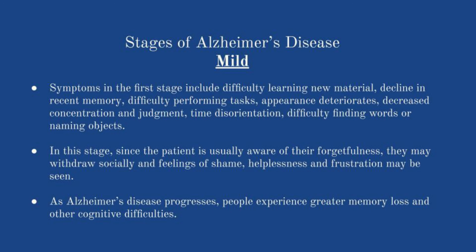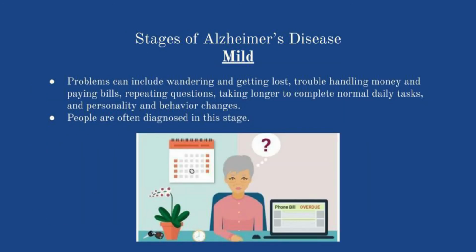But as Alzheimer's disease progresses, people experience greater memory loss and other cognitive difficulties. Problems can include wandering and getting lost, trouble handling money and paying bills, repeating questions, taking longer to complete normal daily tasks, and personality and behavioral changes.